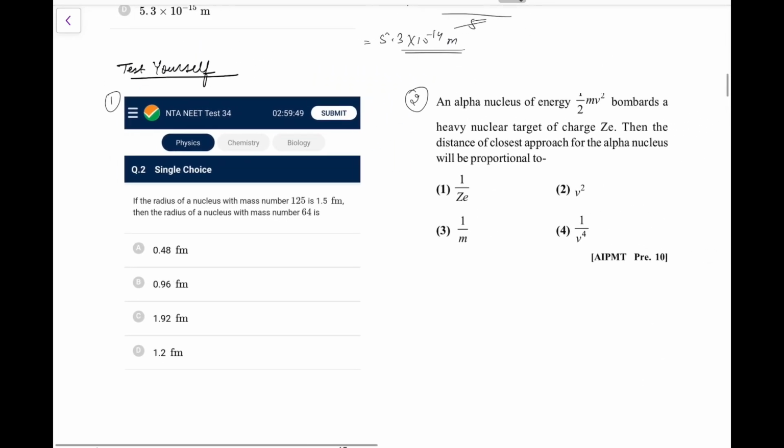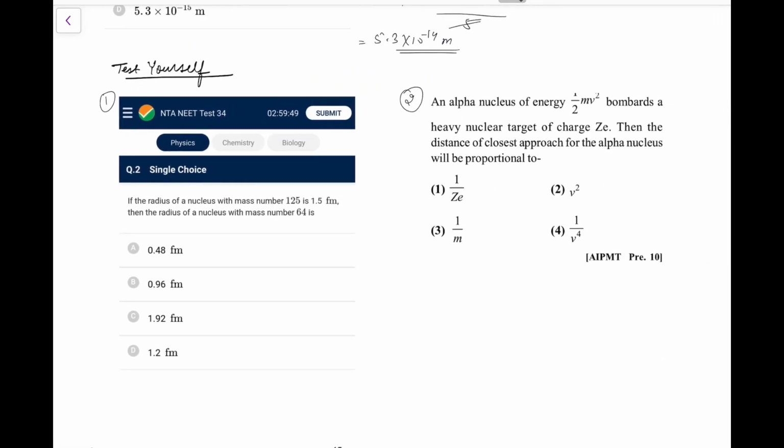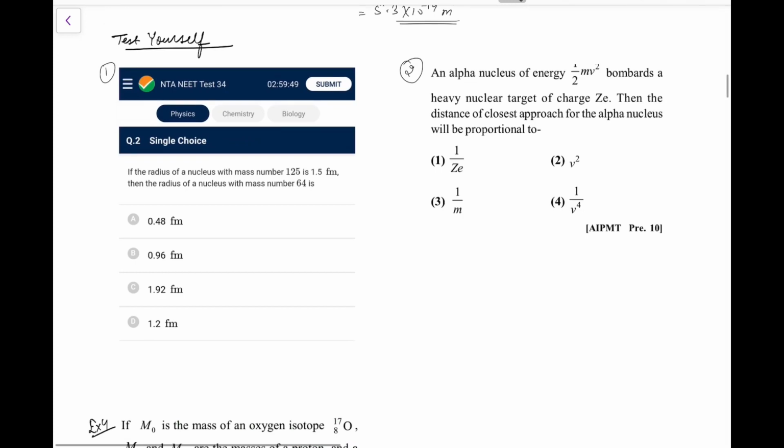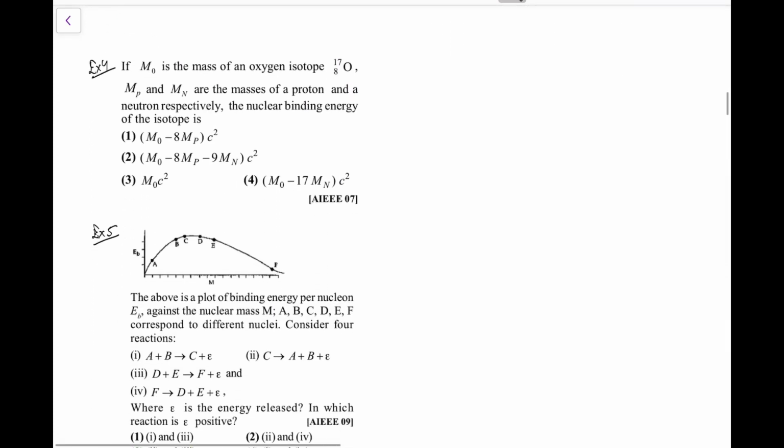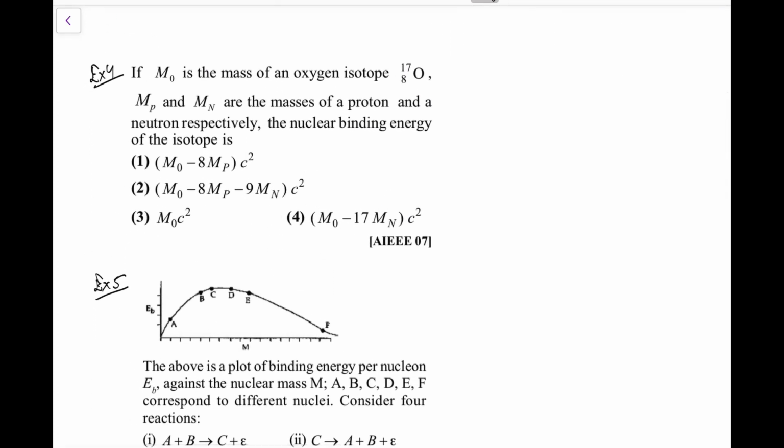Now based on this part, just take a screenshot of first these two questions and you can cover up. One is on distance of closest approach, one on that radius formula. Next one. Now the binding energy and the other parts.